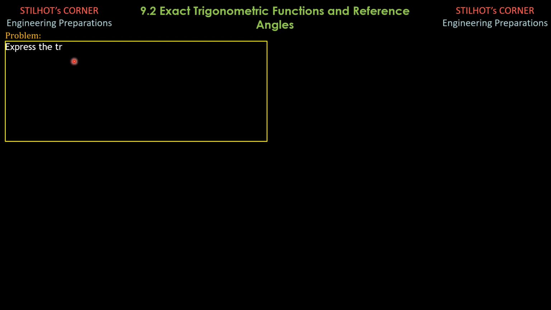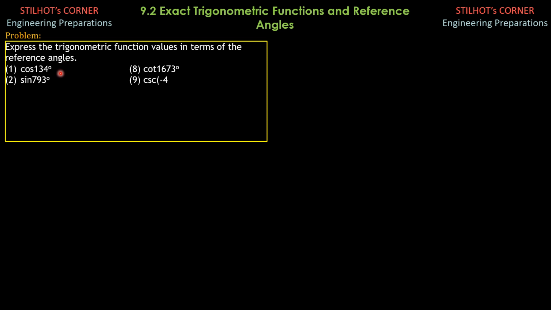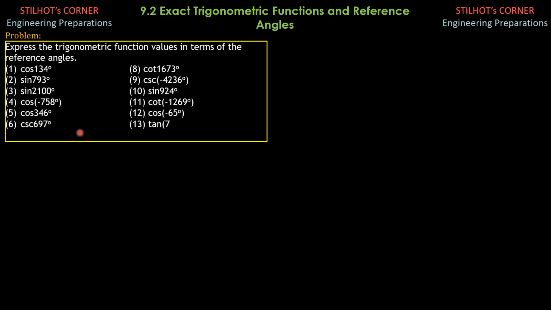This is the problem, and I think there are many problems here. Express the trigonometric function values in terms of the reference angles. So we have 14 exercises. So for problem 1, cosine of 134 degrees.